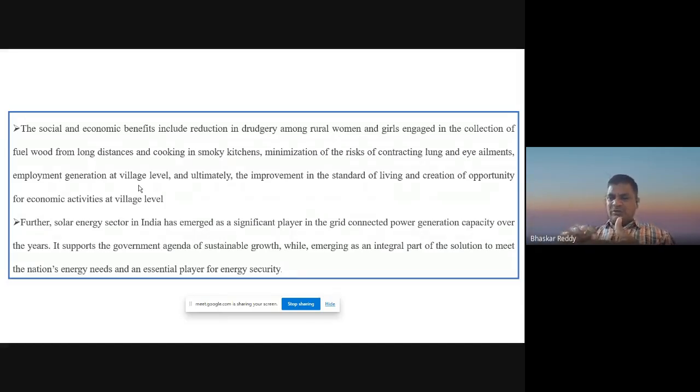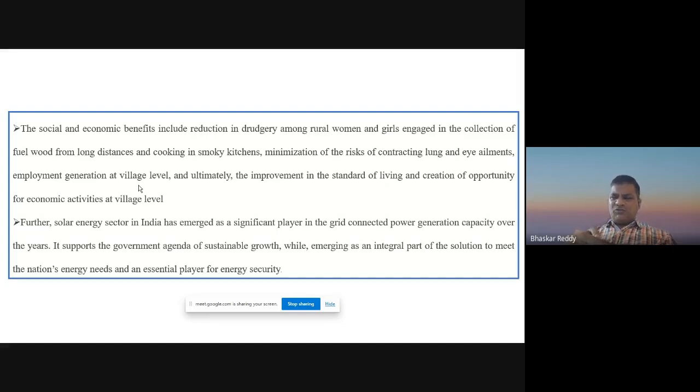Whenever they want to cook food, they need to get firewood. The girls or women belonging to the tribal or rural area have to go to a forest or nearby and collect firewood, make the fire, and do the cooking, or cook rice, or heat the water.